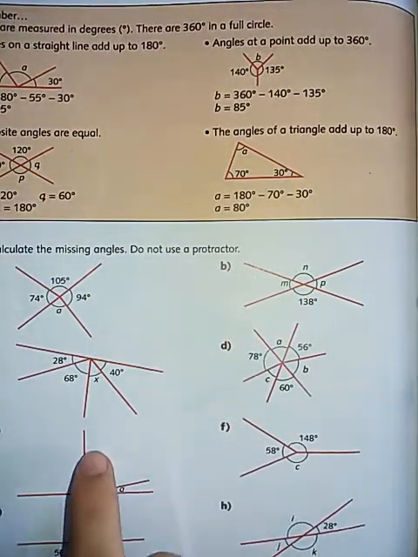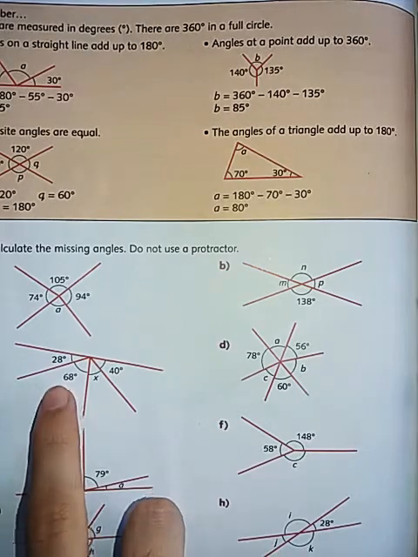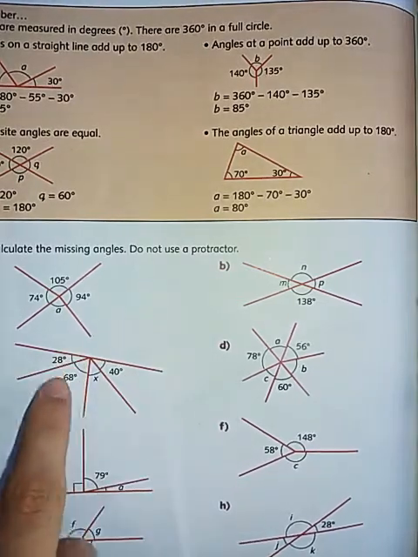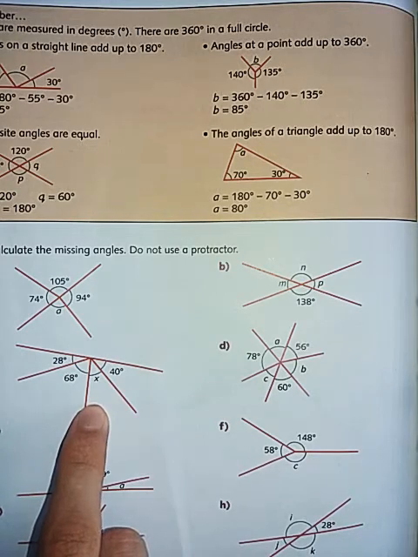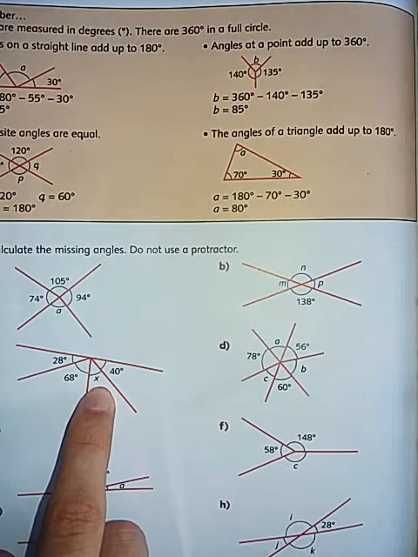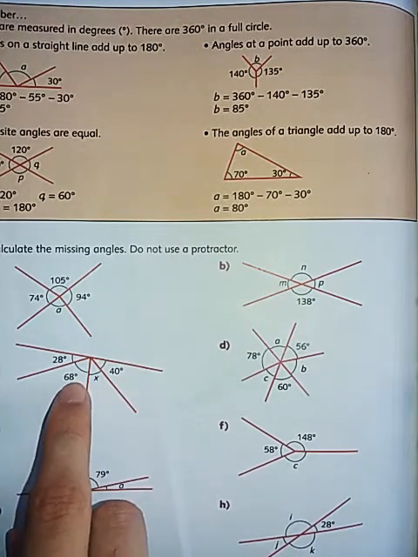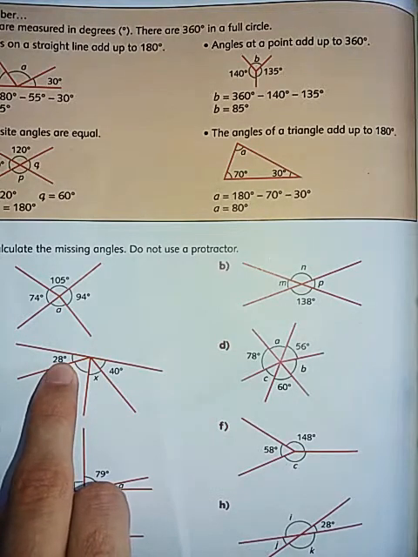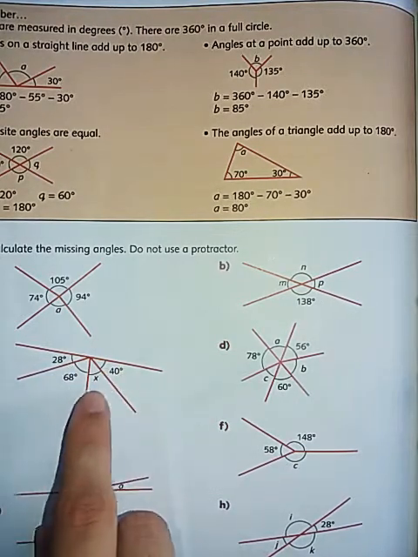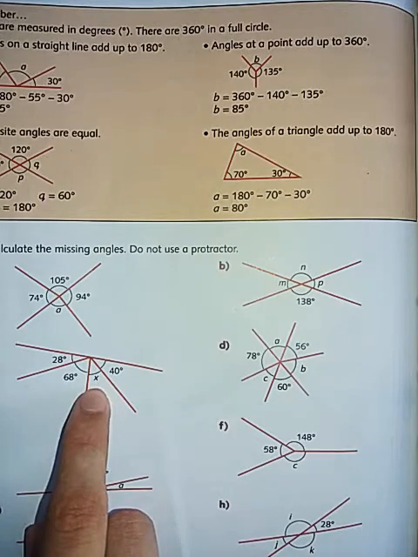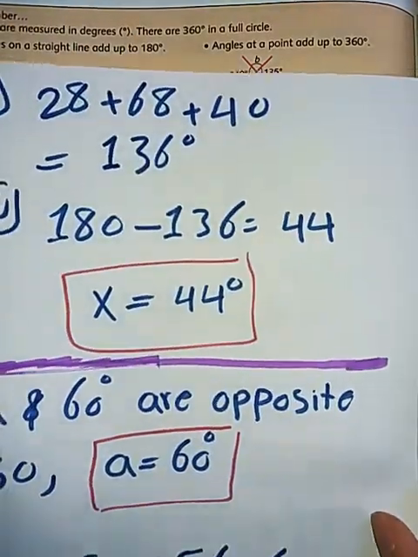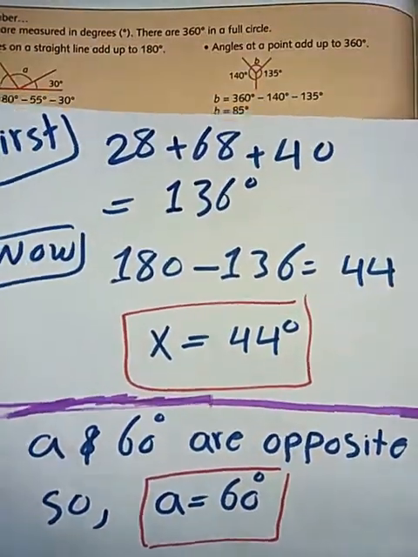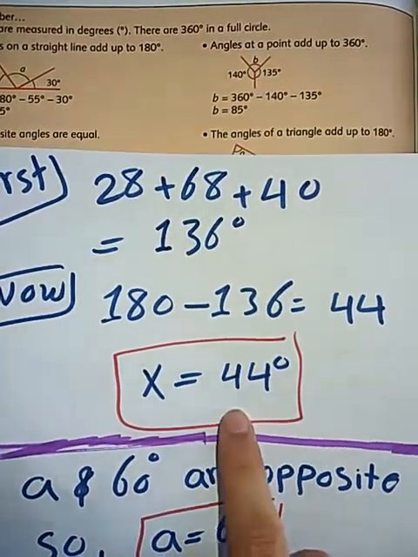Now for C, we have a straight line. The angles on a straight line add up to 180 degrees. We have only one angle missing, so we will add 40 to 68 to 28 and we will subtract their total from 180 to get the answer. The answer is 44.